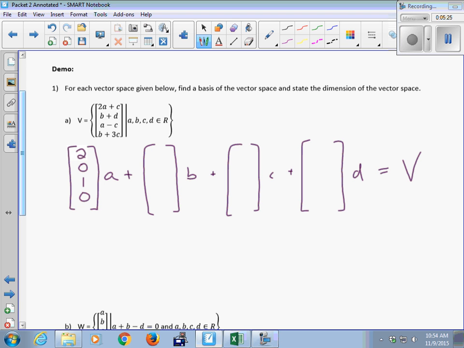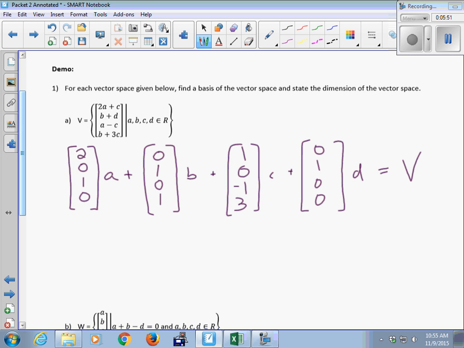And then for B, my first entry has no B's in it, so I've got a 0. Second entry has 1, 0, 1. And then for C's, my first entry has 1 C in it. Second entry has 0. My third entry has -1, and my fourth has 3 C's. And then for D's, I've got 0, 1, 0, 0.